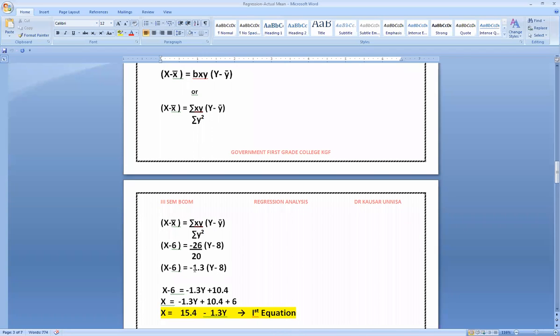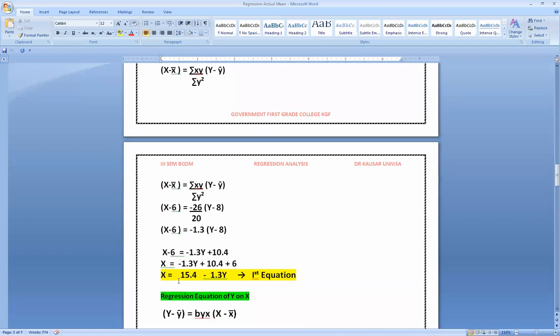x minus 6, the same value, even if we remove the bracket, it remains as it is. Minus 26 divided by 20 is minus 1.3 into y minus 8. Now we should remove the bracket for y minus 8. x minus 6 equals minus into plus is minus, 1.3 into y is 1.3y, minus into minus is plus, 1.3 into 8 is 10.4.